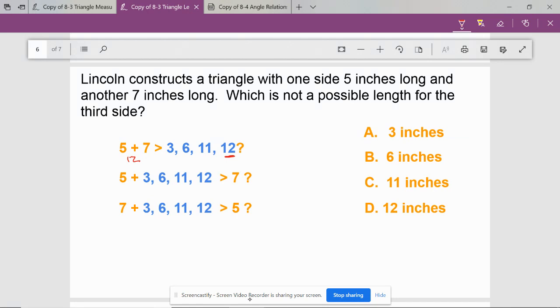So 5 plus 3, out of these numbers, which one do we think is the only one it could not be? 5 plus 3, 5 plus 6, 5 plus 11, they're all going to be greater than 7 except for 5 plus 12. So we know that can't be possible.